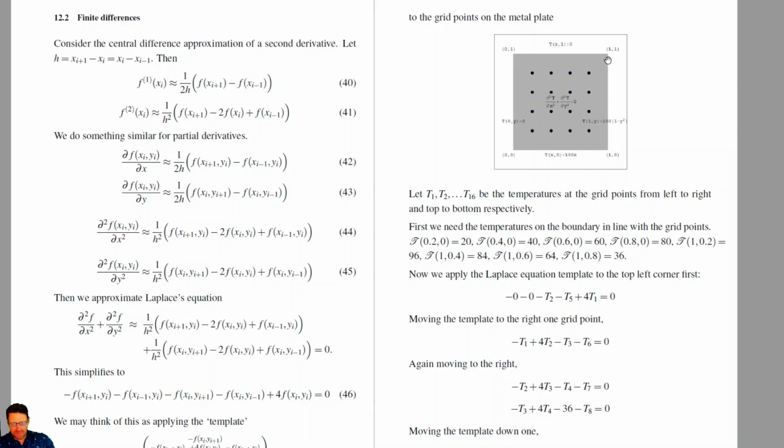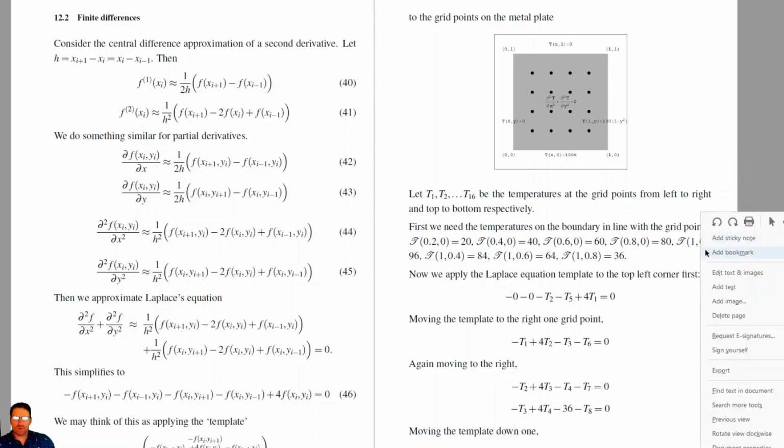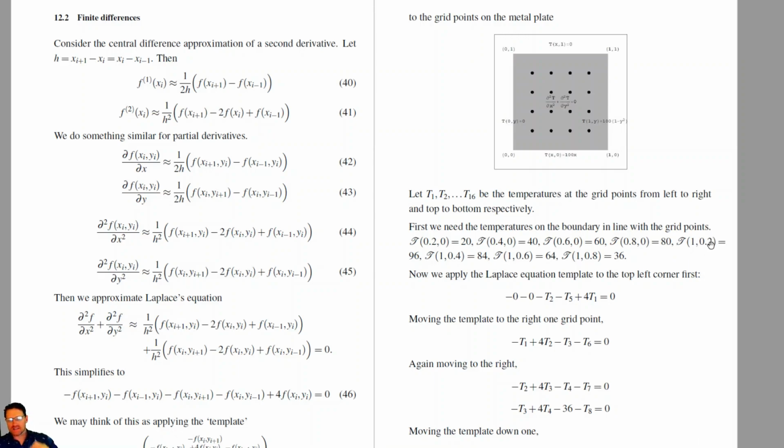Now the right-hand face, we fix x is 1 and we put in y is 0.2 to get the point right here where my mouse is. So that should have temperature 96. Then up one we get temperature 84. We're just subbing into this function right here. And then 64 and then 36.